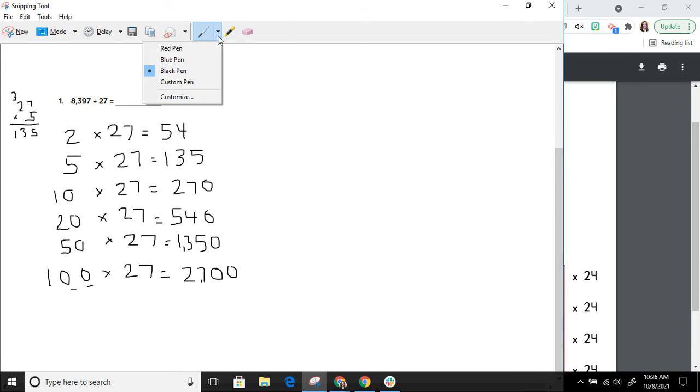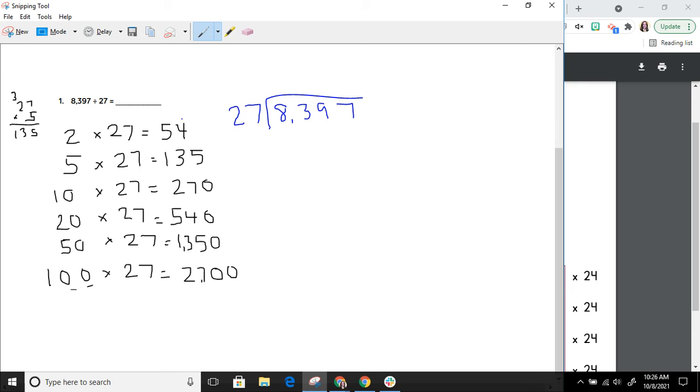So the next step, I'll choose a different color here. The next step is to write out the division problem. 8,397 divided by 27. Okay, so we've got that division problem. And now that's like a huge division problem to do out mentally or with long division. We're going to use these math facts to help us solve this problem.